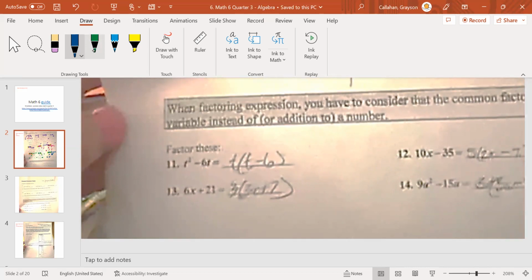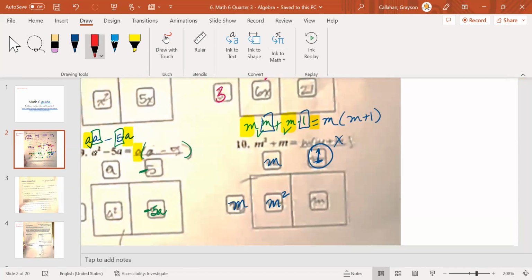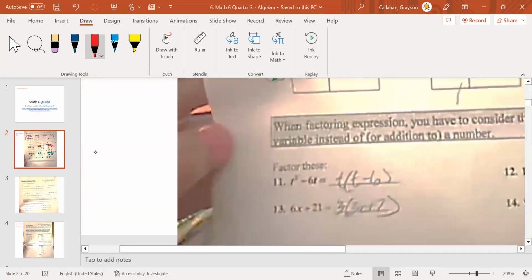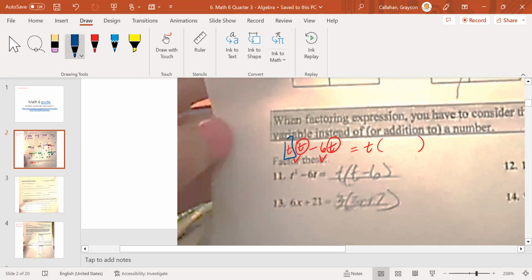Okay, so then for number 11, are you ready to move on? Okay, let me know when you're ready. Okay, so then for number 11, you have a t, because remember this is a t times t minus 6 times t. So what do they have in common? T, right? So you take the t out, but then what goes back inside? What's left?